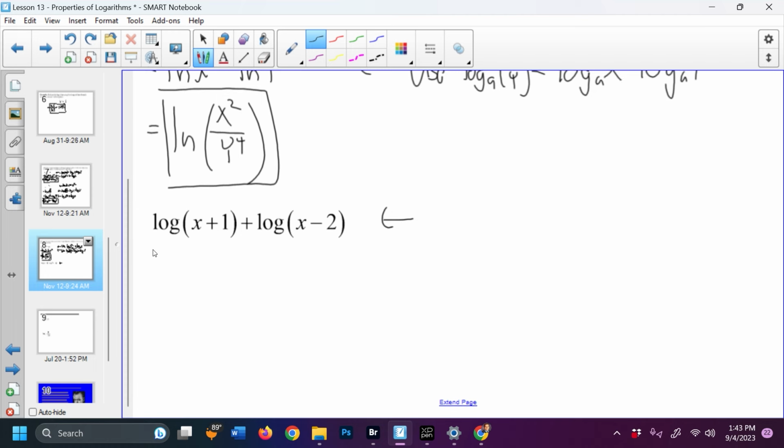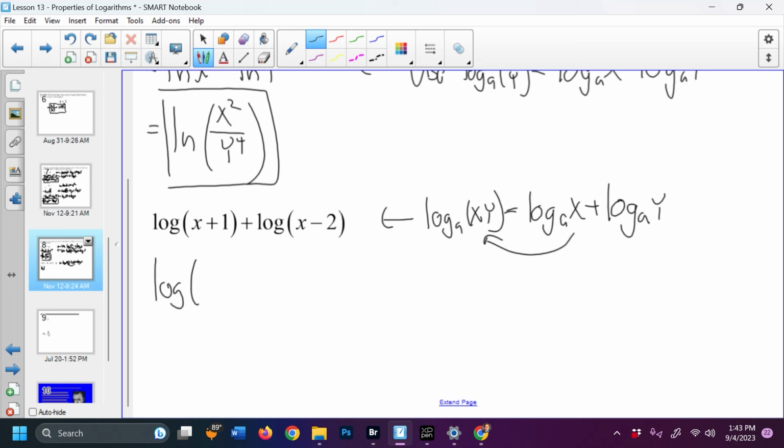Similarly here, you'll notice that I have no constant multiples in front, so I can go right to the property of logarithms that says log base a of x times y is equal to log base a of x plus log base a of y, and we will push them together. Again, we're moving this way. So we're condensing from 2 logarithms to a single one. Since it has an addition here, we can condense it with a multiplication and say log of x plus 1 times x minus 2. And here we should simplify this.